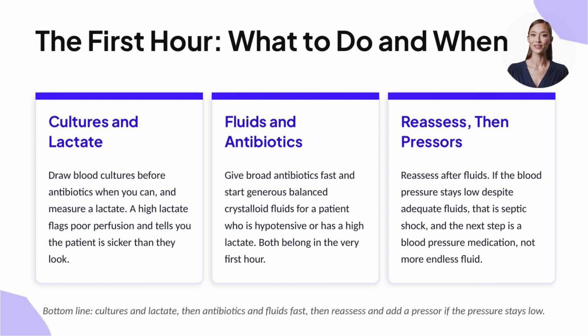Second, give broad antibiotics quickly and start generous, balanced crystalloid fluids for the patient who is hypotensive or who has a high lactate. Both of these belong in that first hour, and the exam will punish you for delaying either one. Third, reassess. After fluids, look again at the blood pressure and the perfusion. If the pressure stays low despite adequate fluids, that is septic shock, and the correct next step is a blood pressure medication, not pouring in liter after liter of fluid.